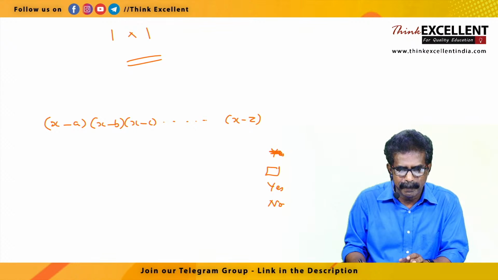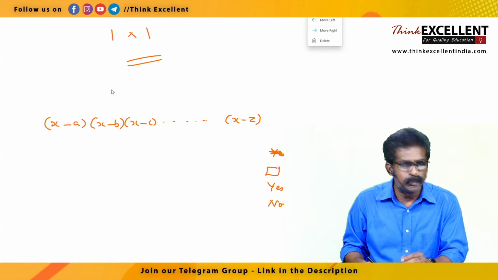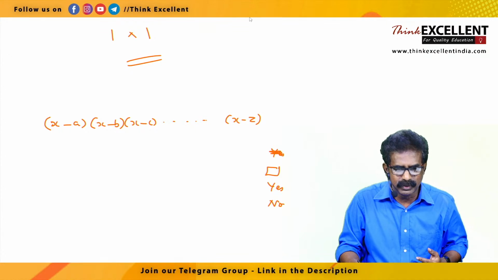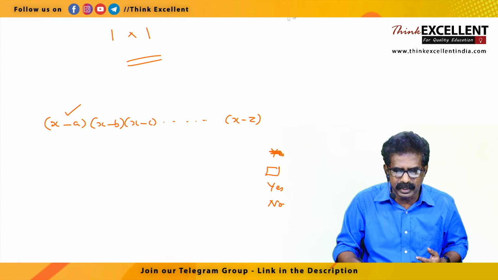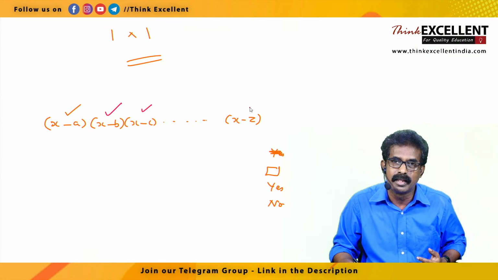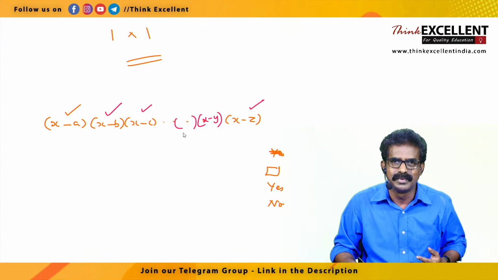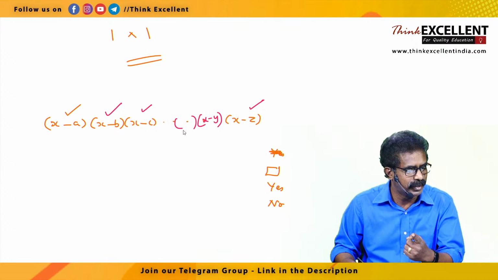Listen. I think you are thinking too much. Very simple. Please listen. The first one is what? X minus a. Second, x minus b. Last is what? X minus z. Previous one, x minus y. What will be before that? You got the answer now. What's your answer? Put it in the chat box now.